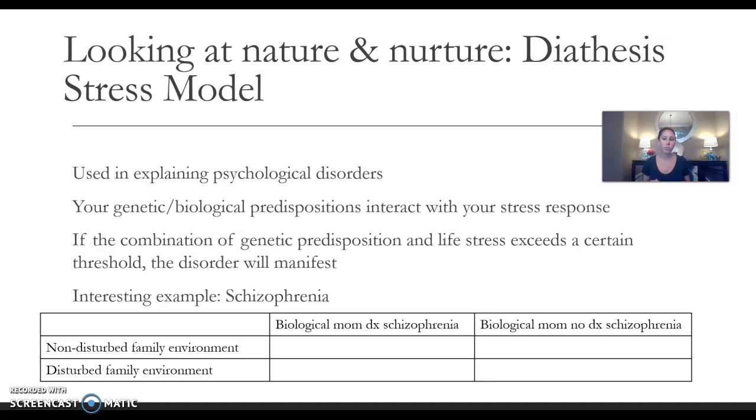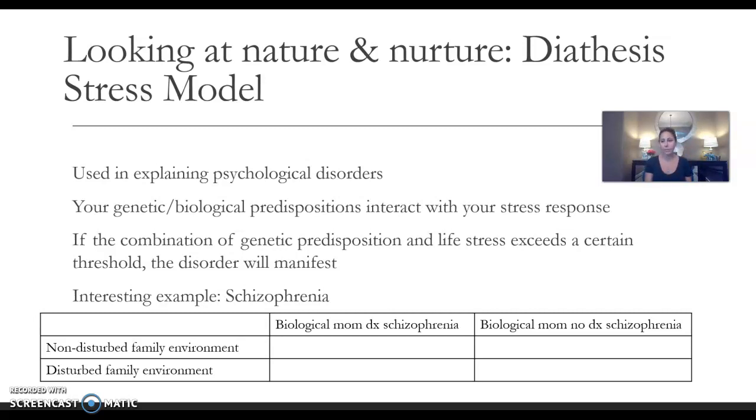So the diathesis stress model is used primarily in explaining psychological disorders. The idea behind it is that your genetic and your biological predispositions are interacting specifically with your stress responses. And if the combination of your genetic predispositions for a certain disorder and your life stresses combine to exceed a certain threshold, this disorder is going to manifest.